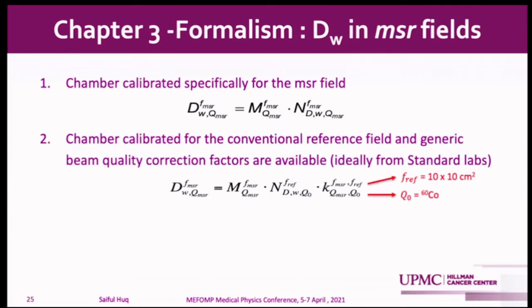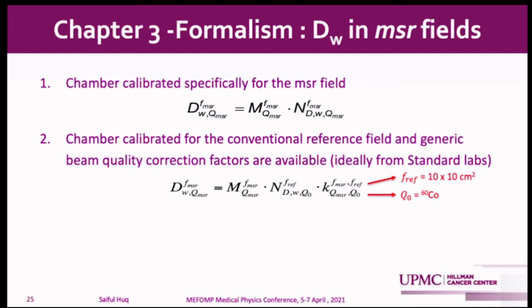And suppose that the standard lab, in option 2, provides you with an N_D,w for your chamber in a beam of quality Q0, where Q0 is cobalt 60. This is what you are used to in TRS 398. Then the absorbed dose to water at the reference depth in water in a clinical beam of quality Q_MSR and field size f_MSR is given by this equation. This k_Q_MSR,Q0^f_MSR,f_ref really corrects for the differences in the response of the ionization chamber between the response of the chamber in a cobalt 60 beam for reference field size 10 by 10, and the response of the chamber in your clinical beam of quality Q_MSR and field size f_MSR.